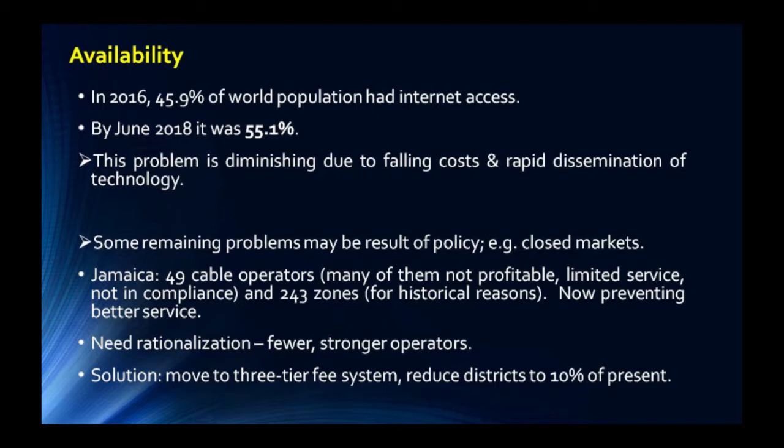Availability is a rapidly disappearing problem. If I could just share a couple of numbers with you. In 2016, less than 46% of the total world population had internet access. Two years later, that was up by about another 10%. That is a problem which is disappearing very rapidly, and it's disappearing due to rapidly falling costs and dissemination of advanced technologies, even into the poorest countries of the world. So this is a problem which is becoming less salient over time.